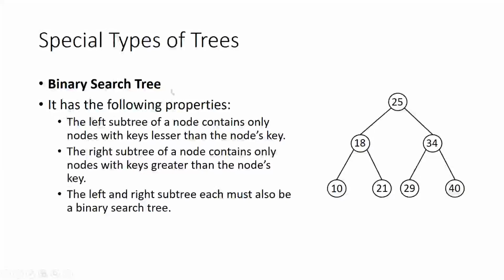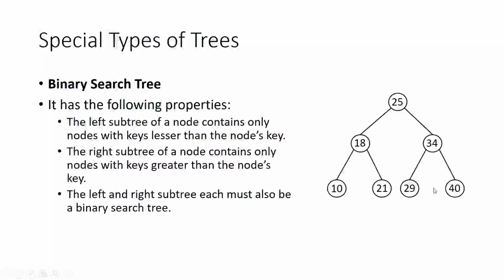Binary search tree. So what does binary search tree mean? The parent will be in between the child nodes. The values will be in such a fashion that the parent will be between the two child nodes. Suppose you see 18, 25, 34. So 25 is lying between 18 and 34.